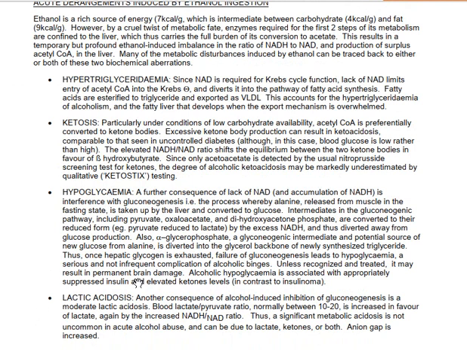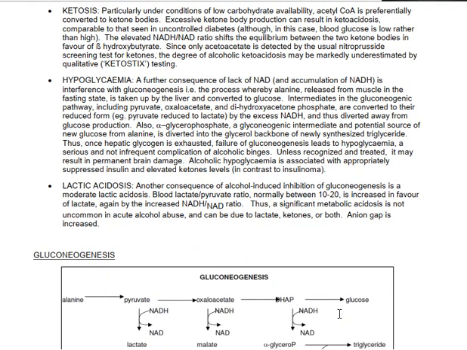The next is lactic acidosis. Another consequence of alcohol-induced suppression of gluconeogenesis is a form of lactic acidosis, because the blood lactate to pyruvate ratio, which is normally between 10 to 20, is increased in favor of lactate.